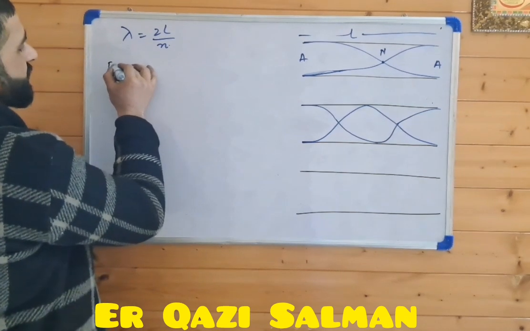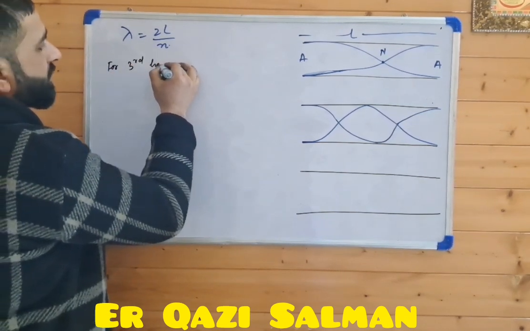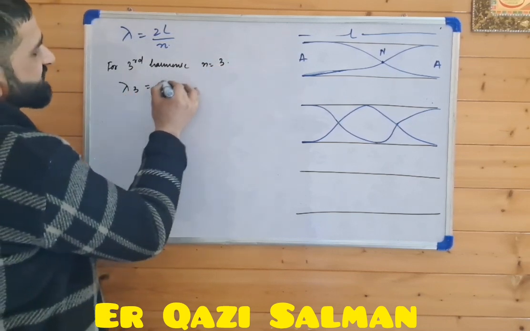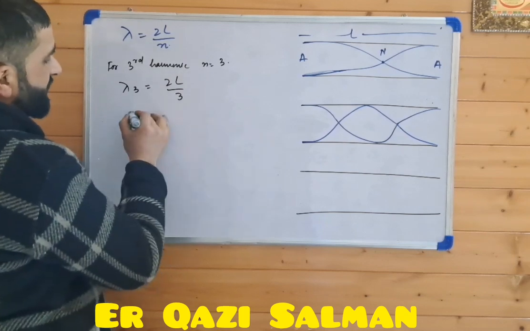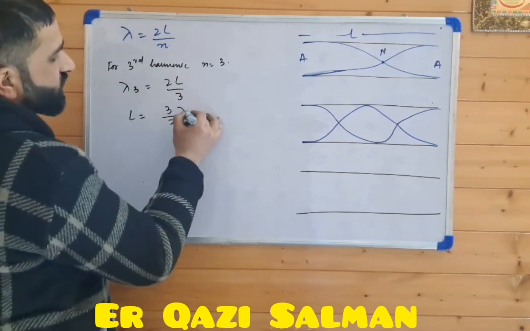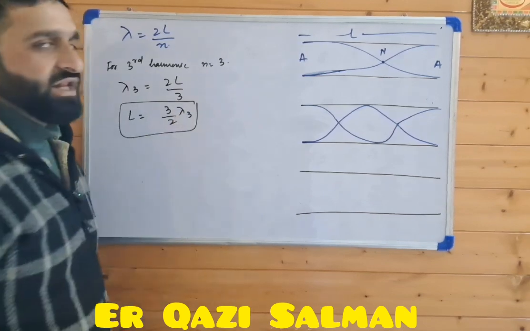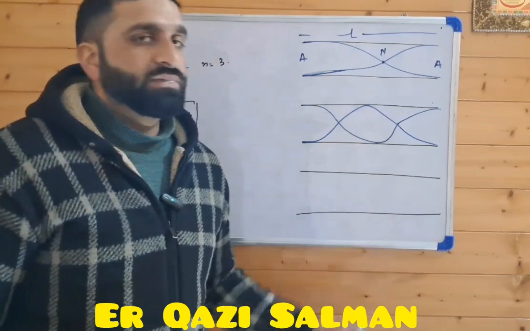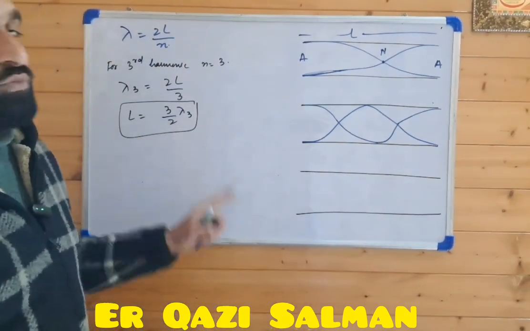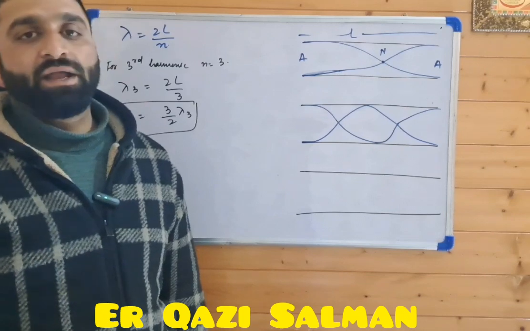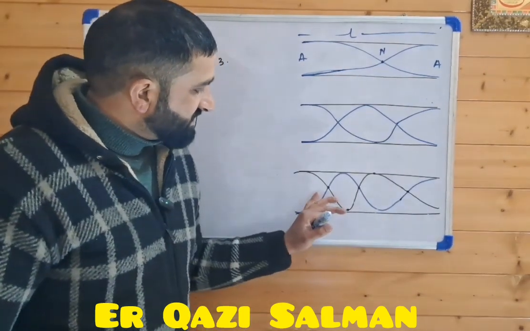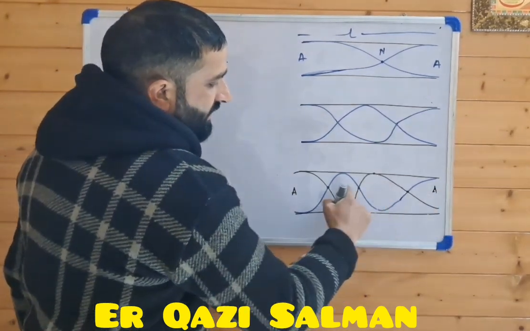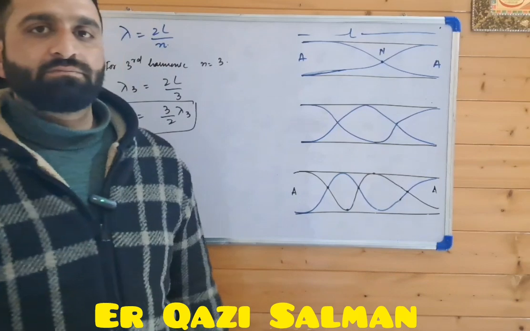For the third harmonic, n is equal to 3. So lambda 3 is equal to 2L divided by 3, or we can say that L is equal to 3 by 2 lambda 3, which brings us to the conclusion that in the third harmonic, in the length of the open organ pipe, we will be having 1.5 lambda. That means a wave and a half. The third harmonic can be shown by this. This is one and a half wave, having antinodes here, here, here and here. Nodes here, here and here.